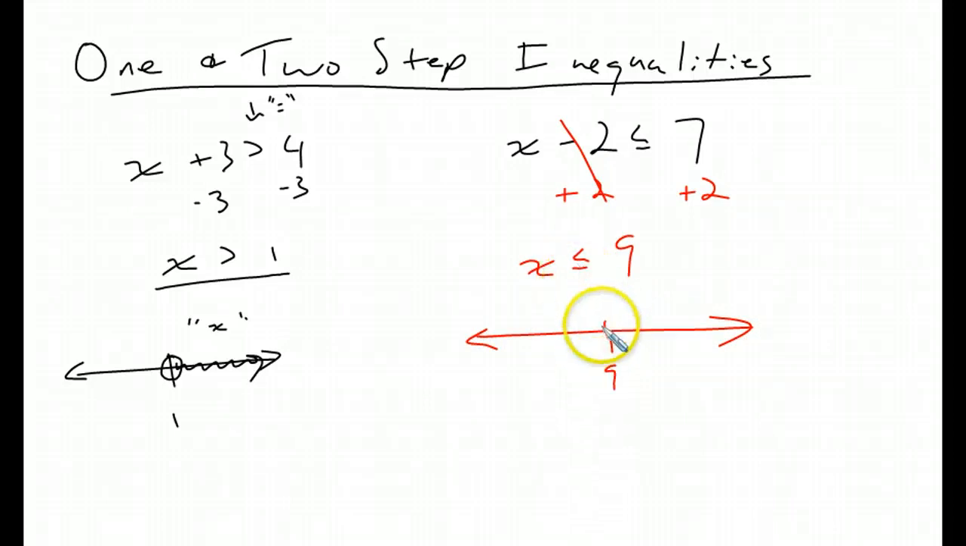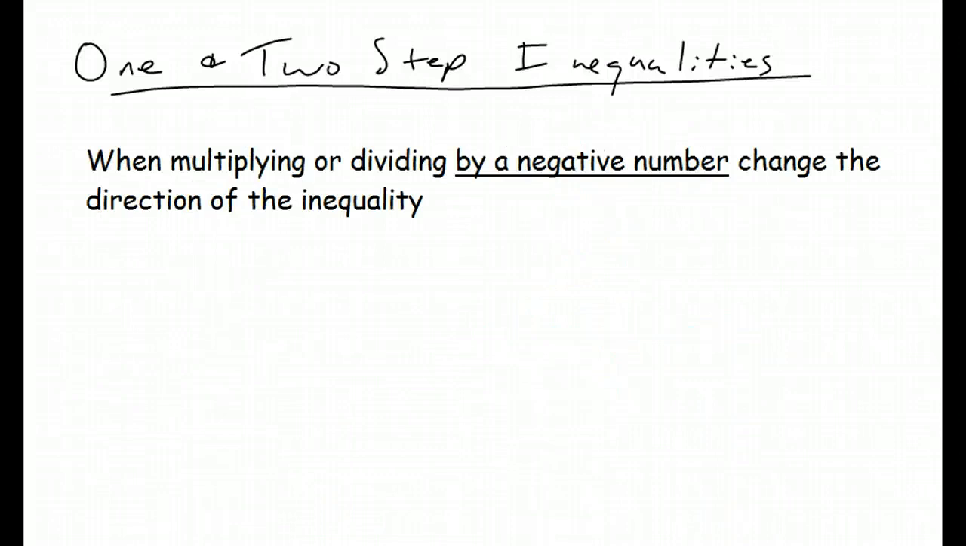And it says x is less than, so it's all the numbers less than 9. And it's going to be a closed circle because it's less than or equal to. The next rule is very, very important to keep in mind when we are solving inequalities.